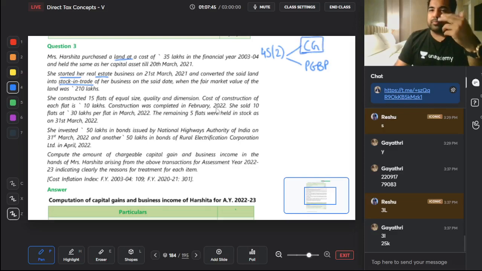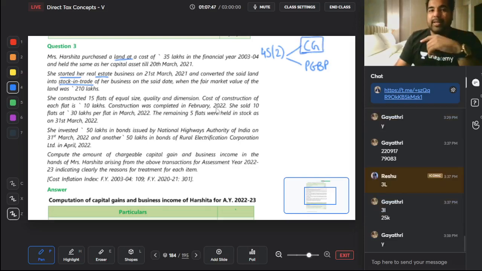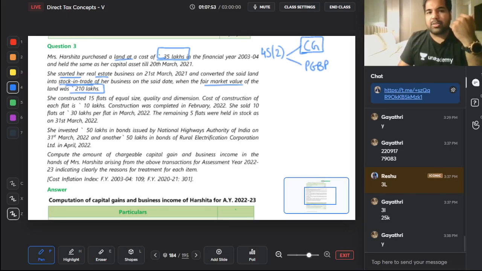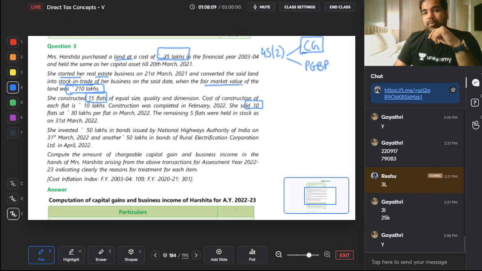Capital gain, when this land is converted into stock, you will use the fair market value. This is the cost. The fair market value is 210 lakhs. So capital gain you will get to know, and PGBP is whenever you sell the stock, but only in this case she constructed 15 flats and she sold only 10 flats. So basically she has only sold 10 out of 15. So PGBP will only be for 2/3, or 10 out of 15 flats, and capital gain will also be only 2/3 because only 2/3 is sold.